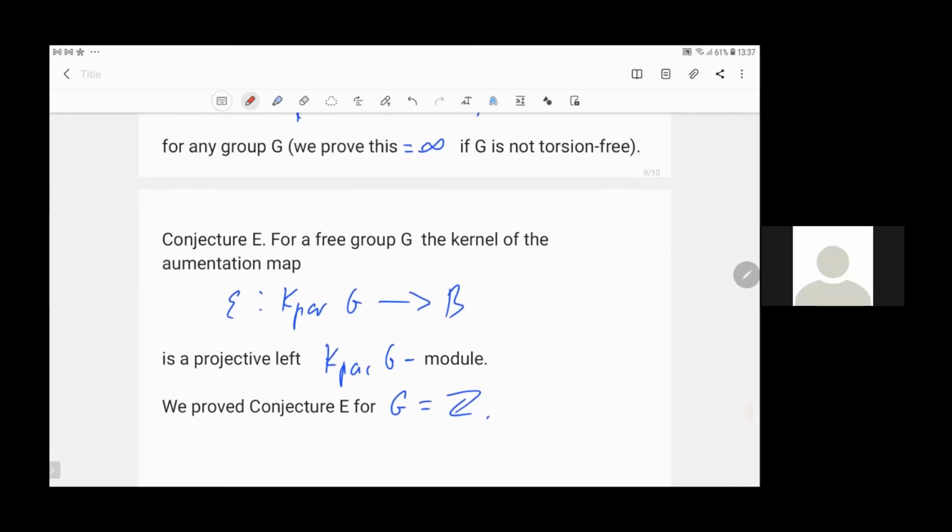So this is roughly our results, which are actually more precise. We have more information and more facts, but this is a simplified version, the essence of our results. So thank you for your attention.